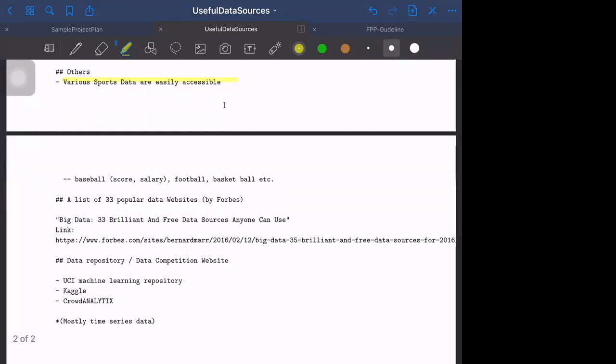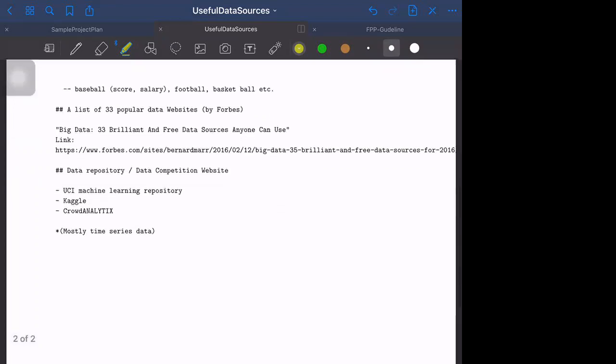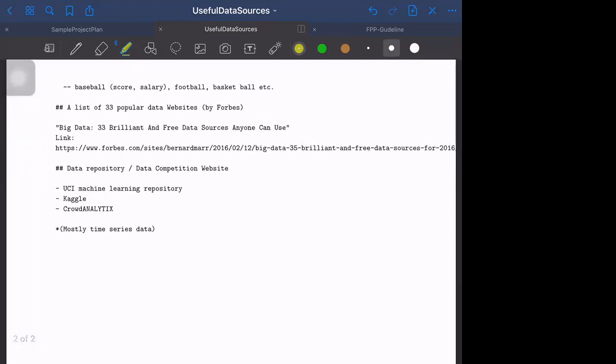And one student analyzed the marathon data. And also some websites introduce data sources. For example, Forbes introduced several data sources, 35 or 33, I'm not sure. And finally, the data repository, the UCI is a famous one, but you can probably find a couple of others. And Kaggle and Crowd Analytics are data competition websites. You can use data, but your plan should be original and different from the data competition.